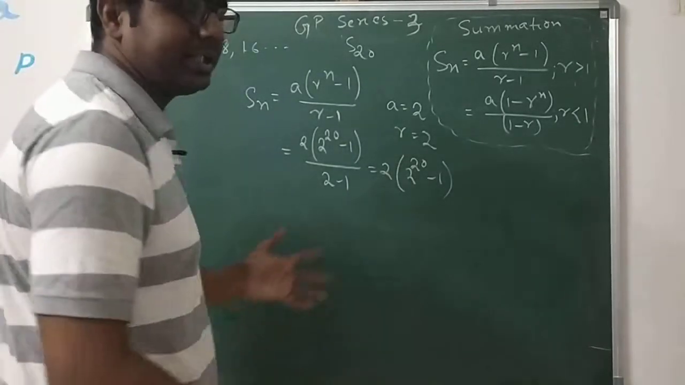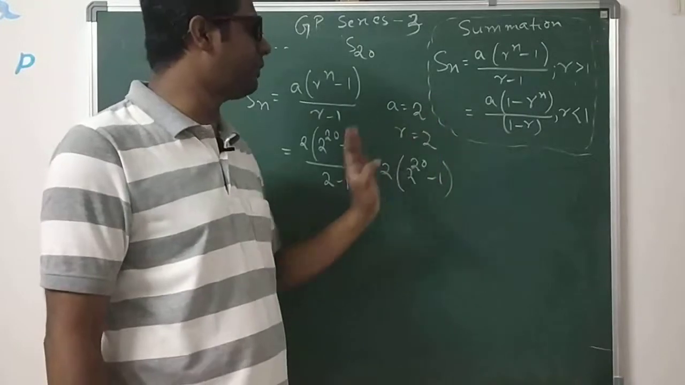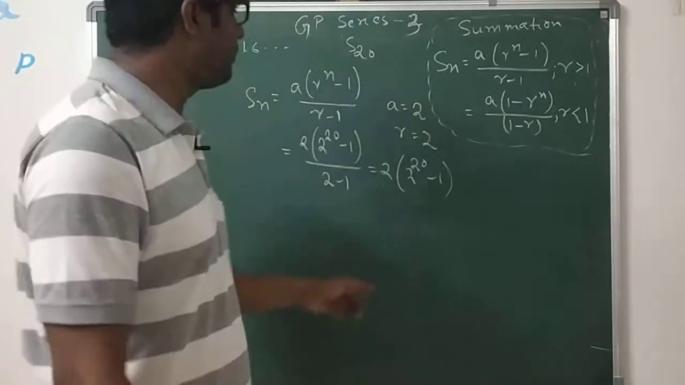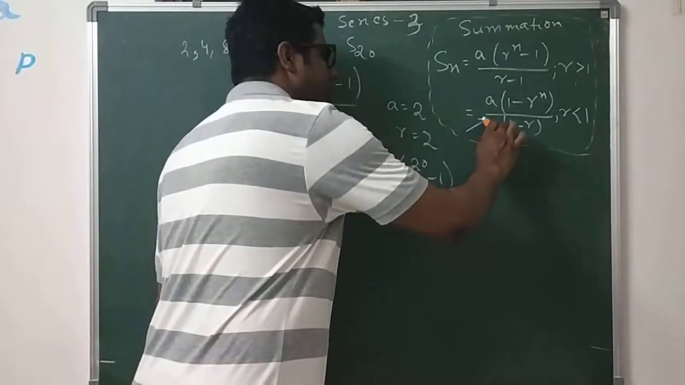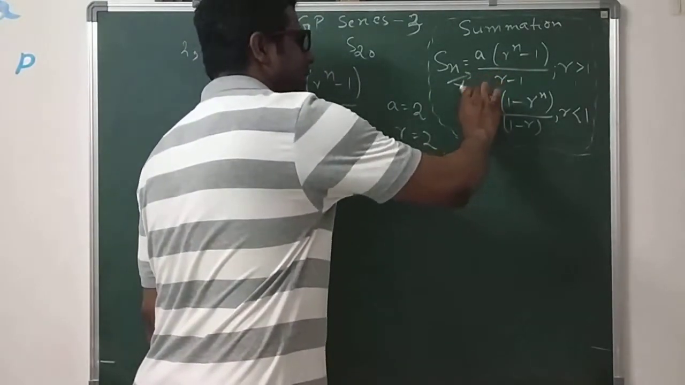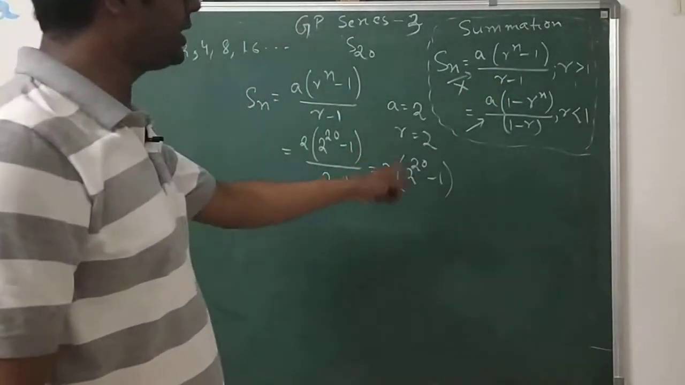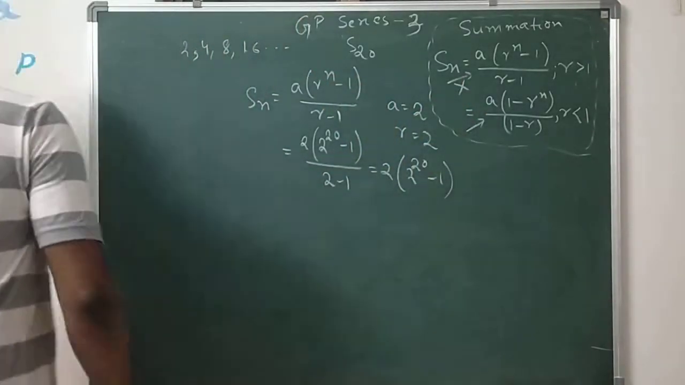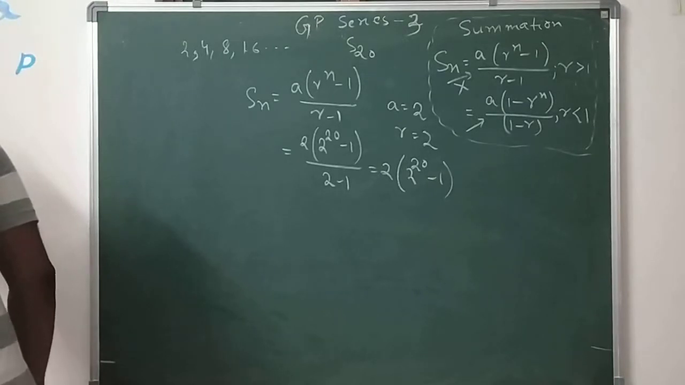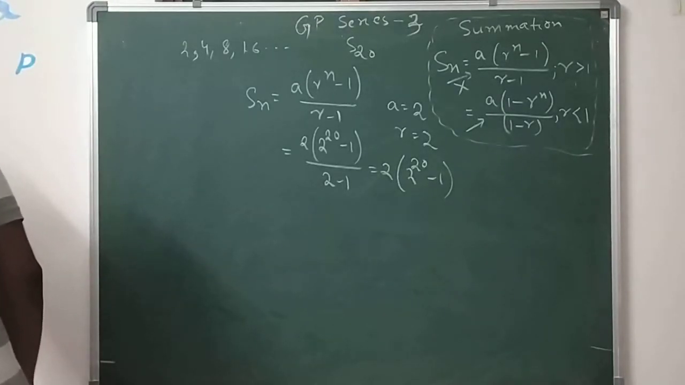So this was a pretty easy problem. Directly you have to put in the formula and you will get the answer. Suppose the common ratio was not 2 but 2.5, you would have used this formula and not this. If the common ratio was half, you will use the other formula and not this. Okay, so let us go into our next problem.